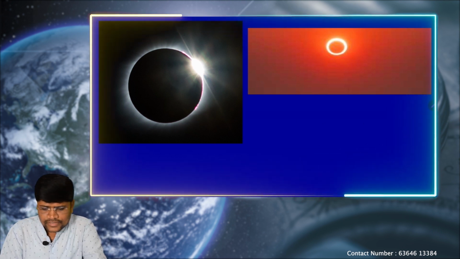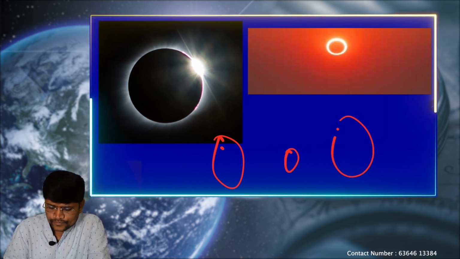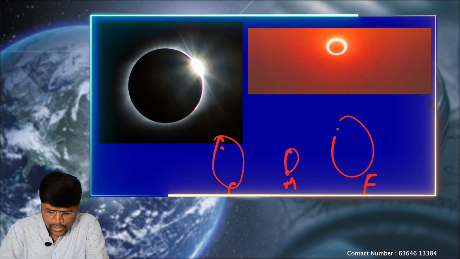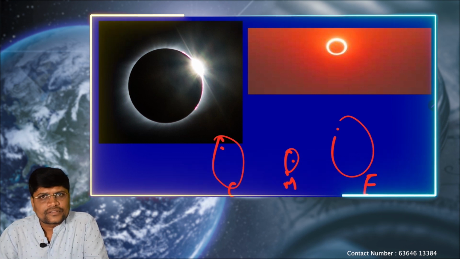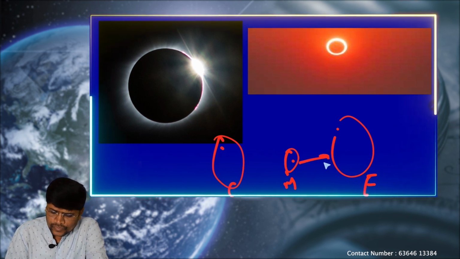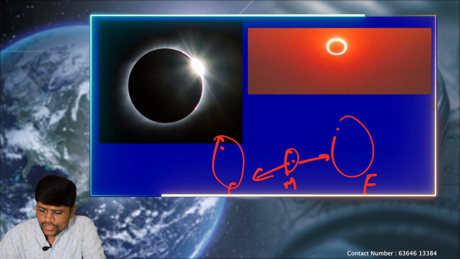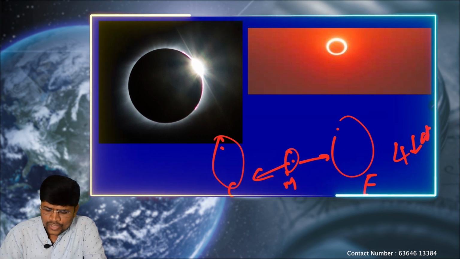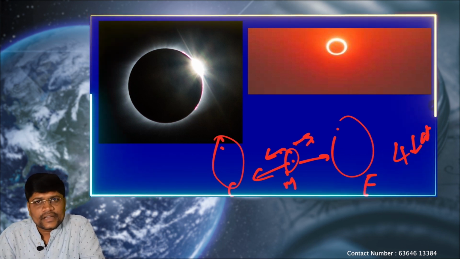Again, as we discussed in the previous question, if there is a sun, moon and earth, when the moon comes in between the sun and earth, we will experience the solar eclipse. In that case, the distance between the moon and earth is also not constant. We know that the average distance between the moon and earth is 4 lakh kilometers. So again, it may go up to 4 lakh 10 thousand kilometers or come down to 3 lakh 80,000.